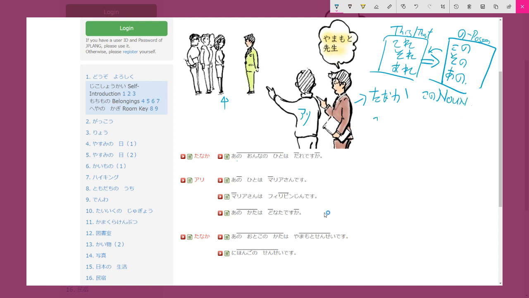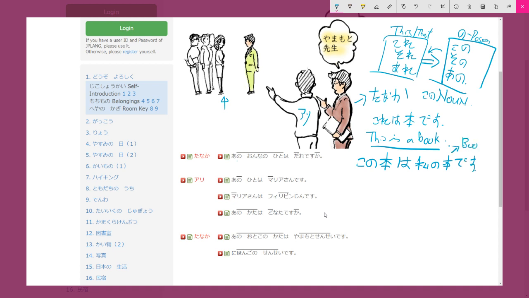So for example, originally we learned that kore wa hon desu, right? This is a book. Now, if we use the word kono, we say kono hon wa watashi no hon desu. So, hon here, this is the kanji for book, okay? Now, you can see here, this book, wa is the topic marker. Watashi no hon desu. We've learned that hon is book, and watashi no hon will mean my book, because possessive, right? So this book is my book. Okay? This is how the no particle works. Alright? That's just a quick rundown.